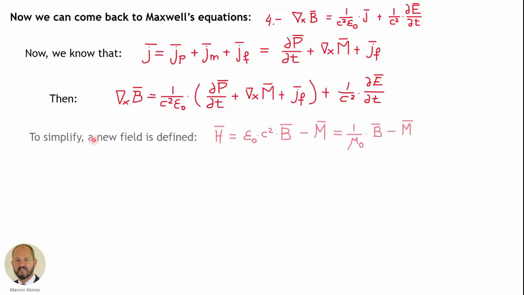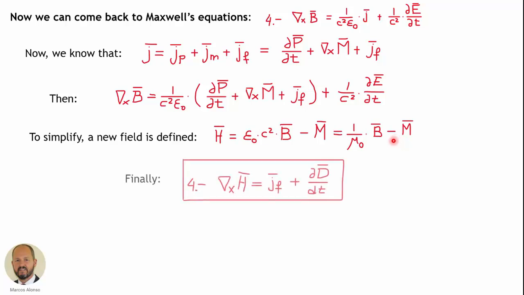And in order to simplify, a new field is defined, which is the vector H, which is defined as shown here, epsilon sub 0 times c squared times vector B minus the magnetization vector M. This constant, it can be represented, as we know, by 1 over mu sub 0. So we get this final expression for the field H. This field H is usually known as the magnetic field intensity.